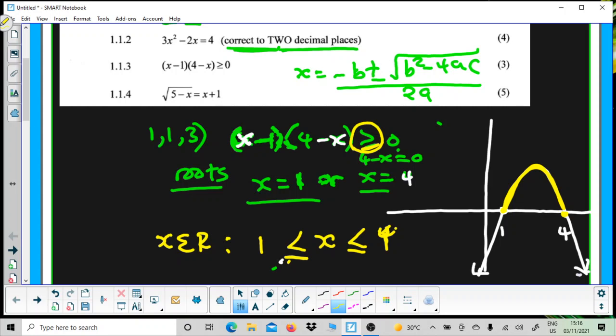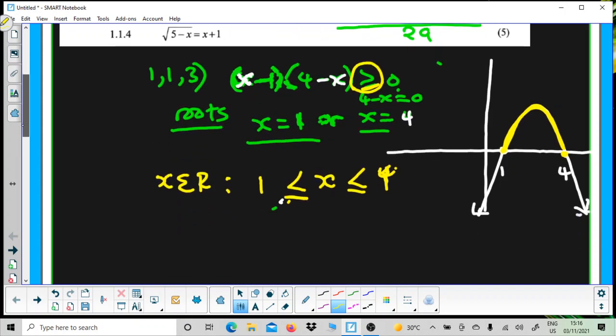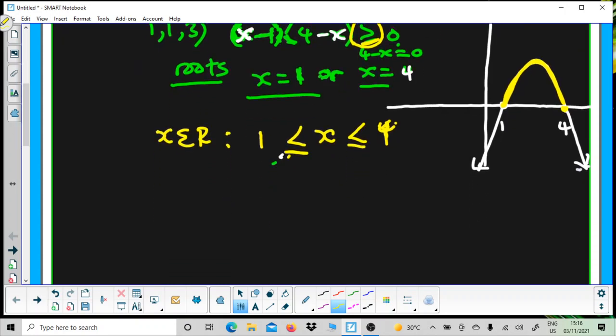Just for interest's sake, just to see if you're getting the concept, let's say you had a function which was like so. I'm just going to put something. Let's say your function was already factorized.